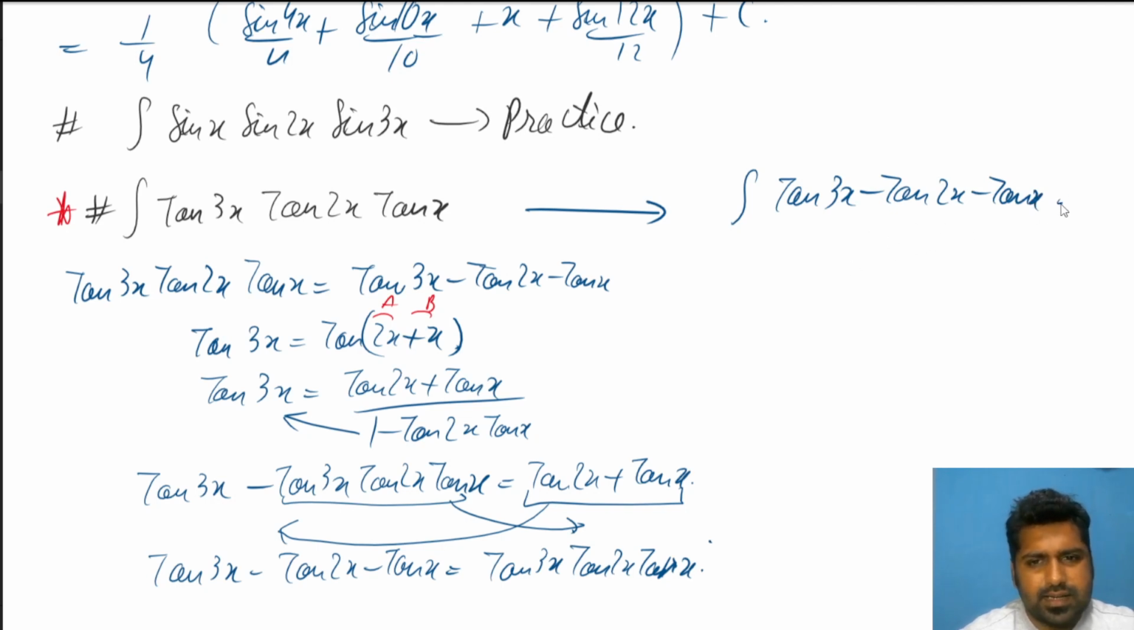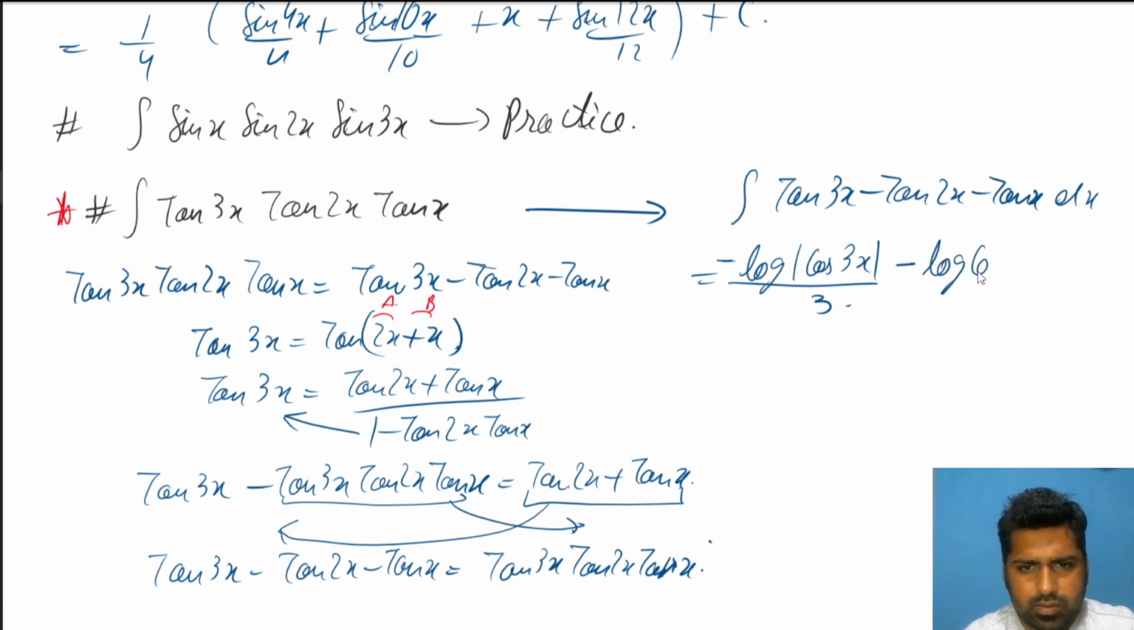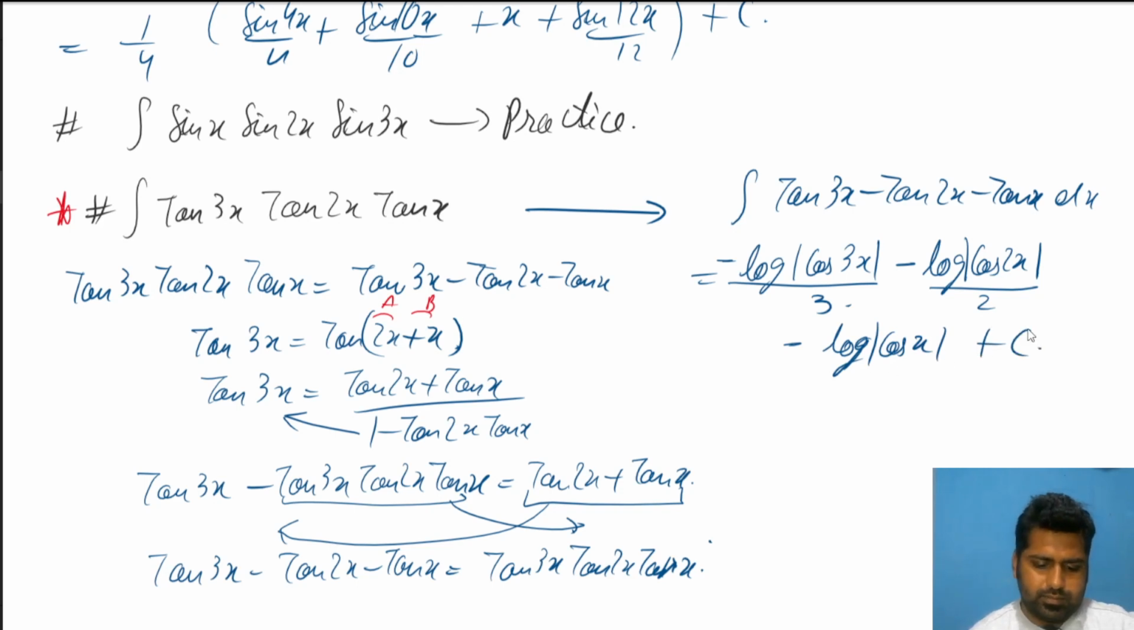And if we can write this, I think the integration is very simple now. Integrate all three terms. What is the integration of tan? That's negative of log mod cos 3x, but remember, coefficient of x by 3, minus log mod cos 2x by 2, minus log mod cos x plus c.